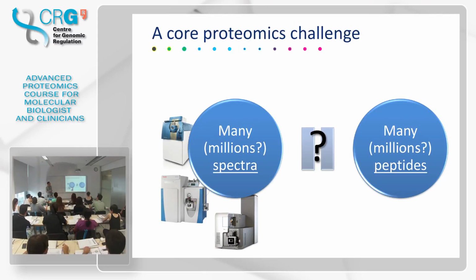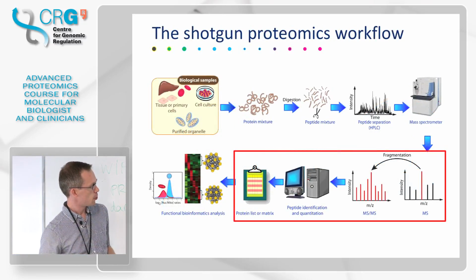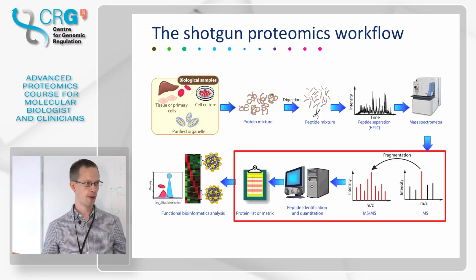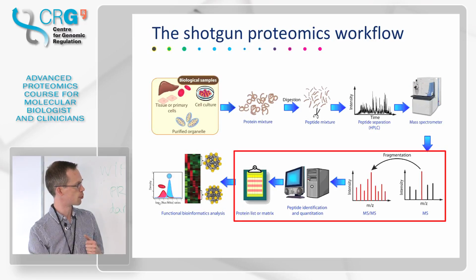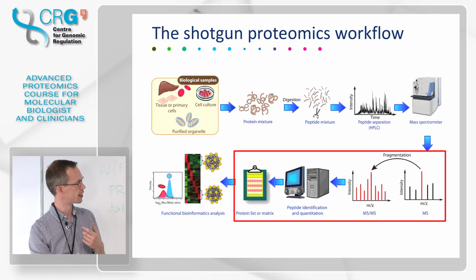So essentially, what we'll talk about here is how to go from a lot of spectra to these peptides. How do we get there? I'll present our standardized workflow for shotgun proteomics. We take some proteins, and now we do a digestion. That's the discovery-based approach. You could also do top-down, but in this case, we digest things into peptides.